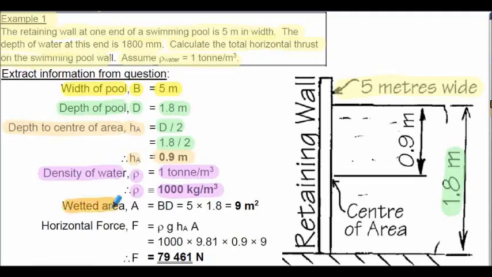And the wetted area of the retaining wall, capital A, is B times D, so that's 9 meters squared. So we've got to calculate the horizontal force, capital F, so that's mass density times G times HA times the wetted area A. Inserting the values, the force is 79,461 Newton.